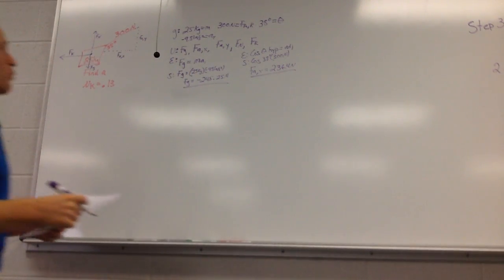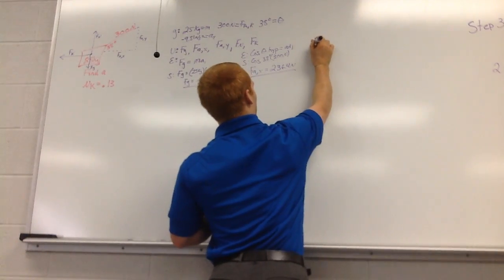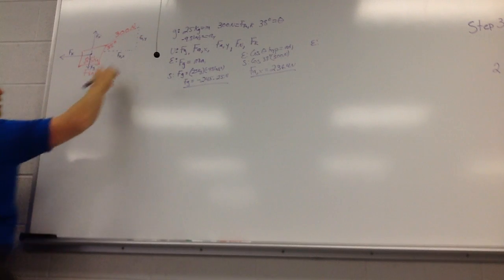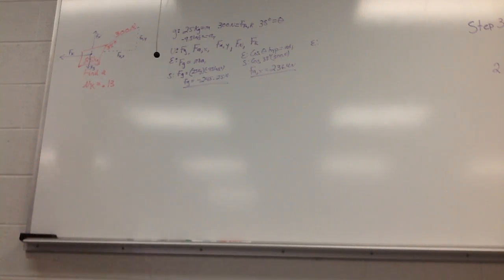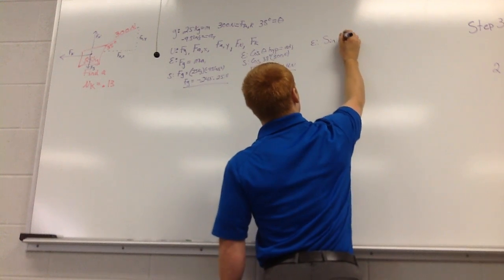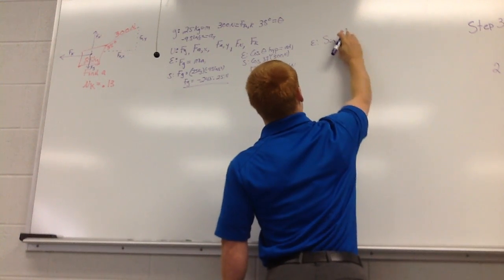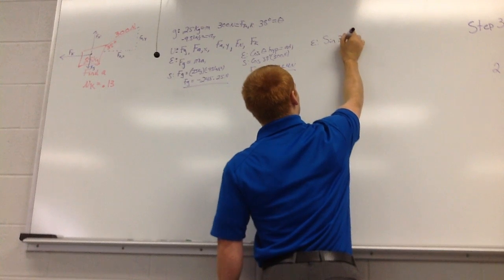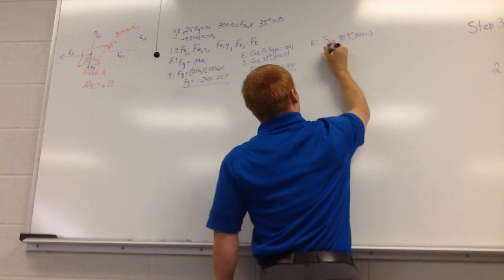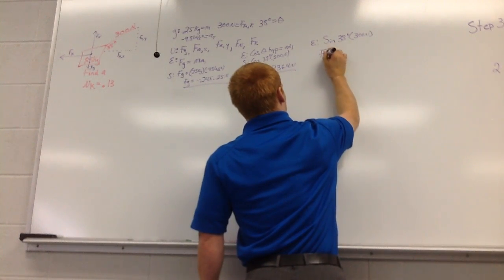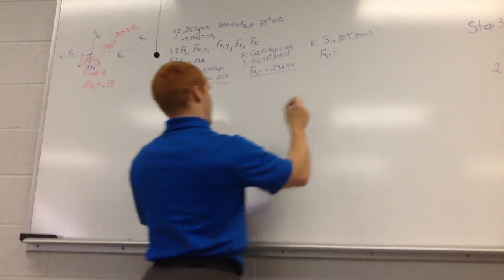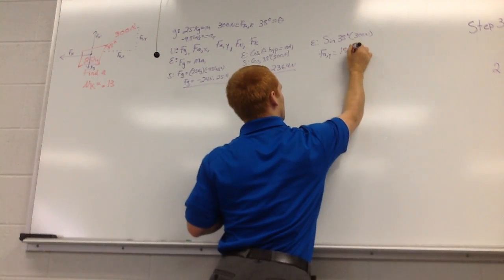Now we're going to find Fay. Notice back here, it is opposite. So I'm going to use SOA, SOHCAHTOA, I'm going to use sine. So sine 38 degrees times 300 newtons. And when we do that, for force applied in the Y direction, we are going to get 184.7 newtons.